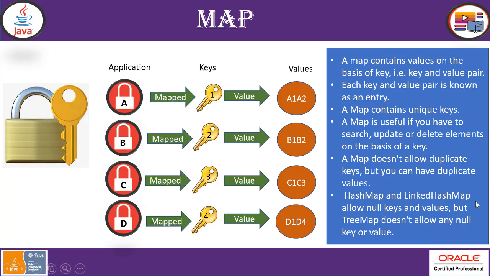It's very interesting and important to understand how it works. So map links the keys and values and associates them together. So values can be duplicated, but the keys cannot be. They are very unique. They will always be unique. Hash map and linked hash map allow null keys and values, but tree map doesn't allow any null key or value. So we'll see that in detail one by one.